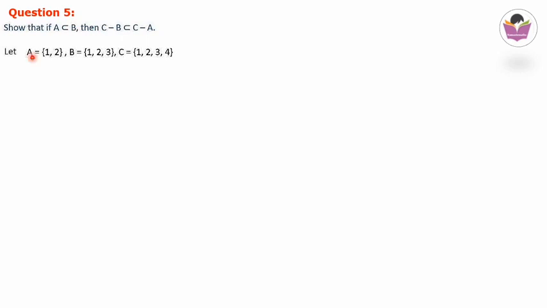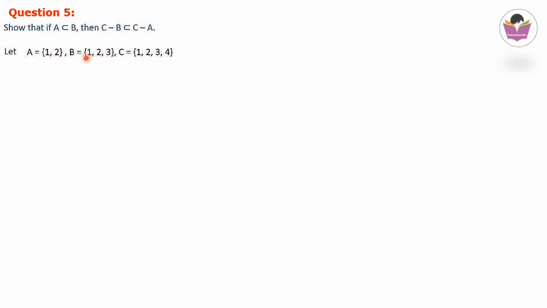Means when you take A, we have two elements. When we take B, we must be careful that all elements of A should be there in B. So here set A is {1, 2}, so the elements 1 and 2 are in B also. Set B is equal to {1, 2, 3}, and C is {1, 2, 3, 4}. This is the way we have to take sets A, B and C.